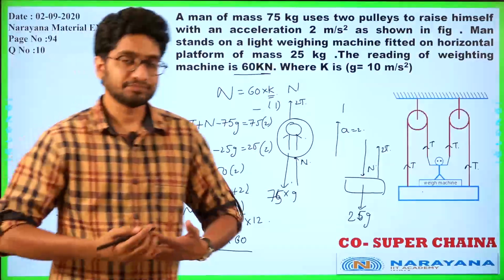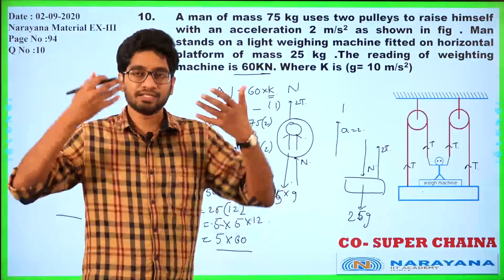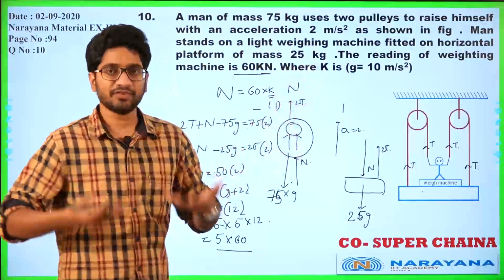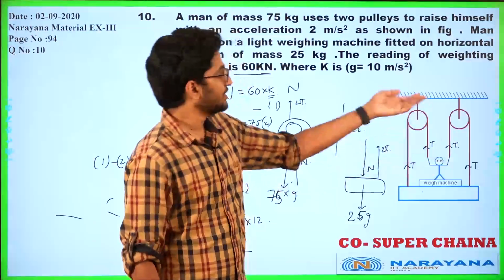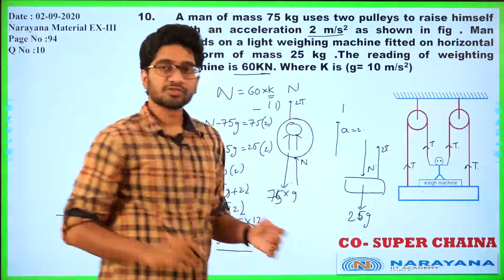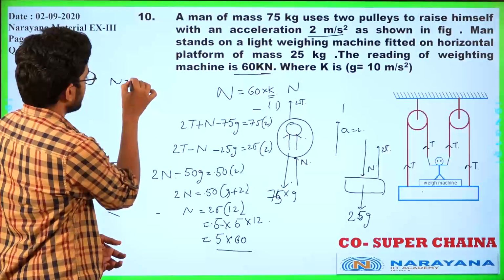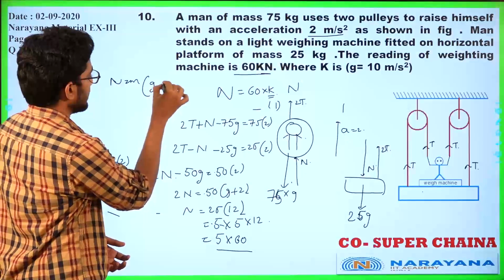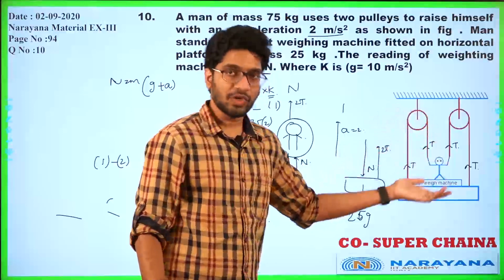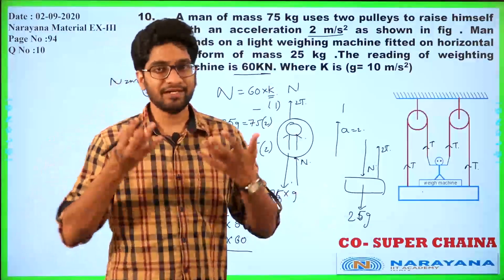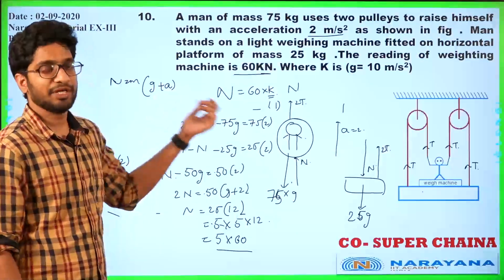But what I can do, in a much simpler way, is this: he is moving up inside a lift, right? He has an acceleration of 2 meters per second square upwards, which is the same as moving inside a lift with an acceleration of 2 upwards. So I can straight away say apparent weight is m into g plus a. You need not even take all the free body diagrams. So the normal force, or his apparent weight, becomes m into g plus a.